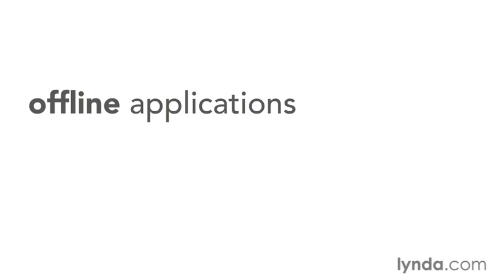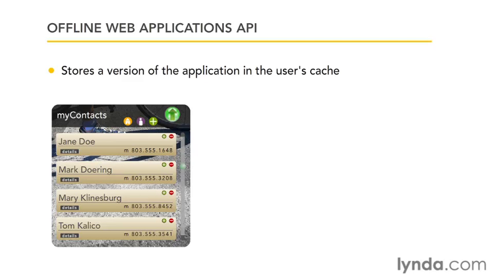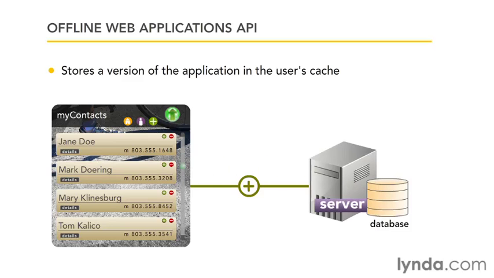The Offline Web Applications API, or as it's more commonly referred to, offline applications, instructs the browser or device to store a version of the application in the user's cache so that when the user's offline, the application can still be interacted with. Once the connectivity is restored, you could update information on the server or update the application with any newer data that the user's inputted.